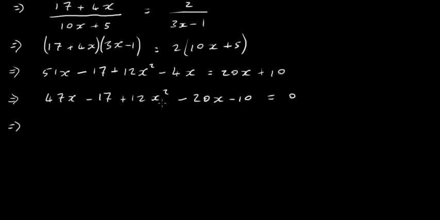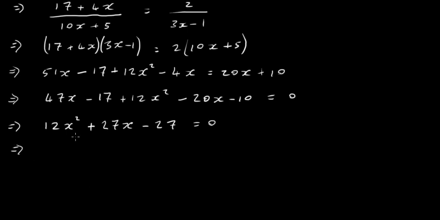Well, we have 12x squared here. I'll put that first because it's the highest power of x. I've got 47x. I've got a minus 20x, so I'll do that one next. So that's plus 27x. Now I've got a minus 17 and a minus 10. That's minus 27. That's equal to 0.